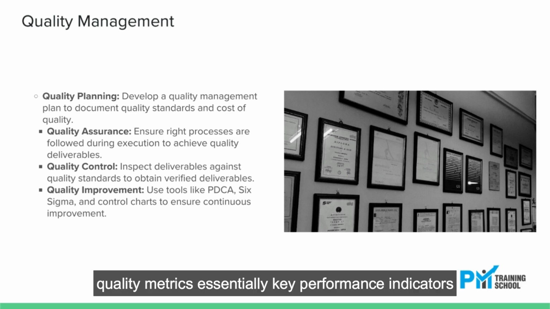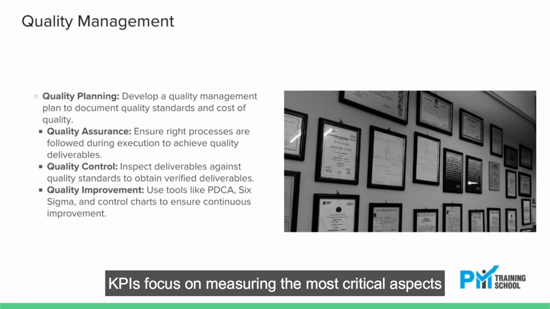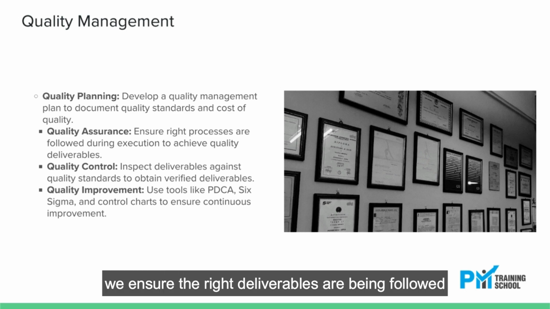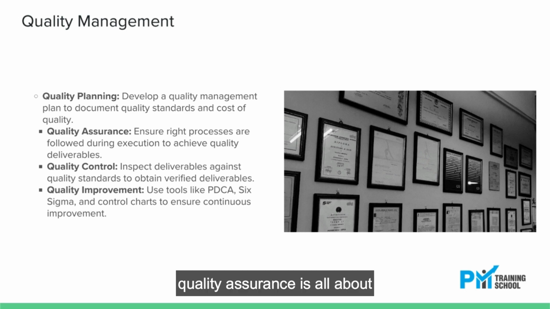Quality metrics, essentially key performance indicators (KPIs), focus on measuring the most critical aspects or factors. In execution, we ensure the right deliverables are being followed. Quality assurance is all about following the right process.